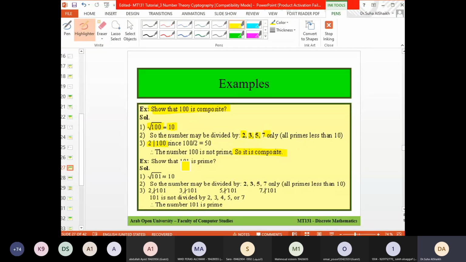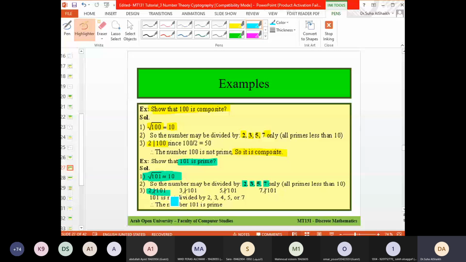الحين show me that 101 is not a prime. It is not a composite, sorry, it is a prime. Show me that 101 is a prime. What is the root of 101? The root of 101 is 10 and something, so I can say it's almost 10. What are the primes that are less than 10? I have the 2 and the 3 and the 5 and the 7.